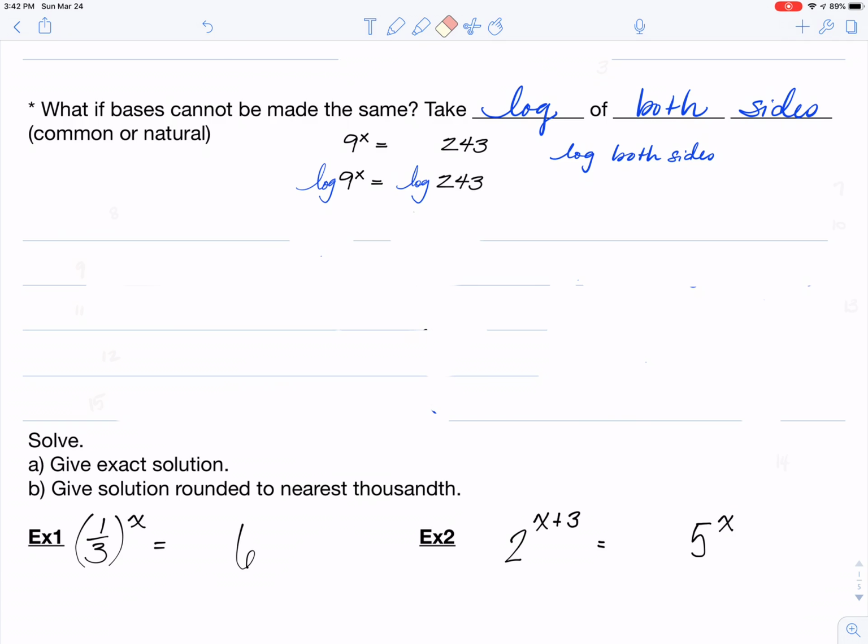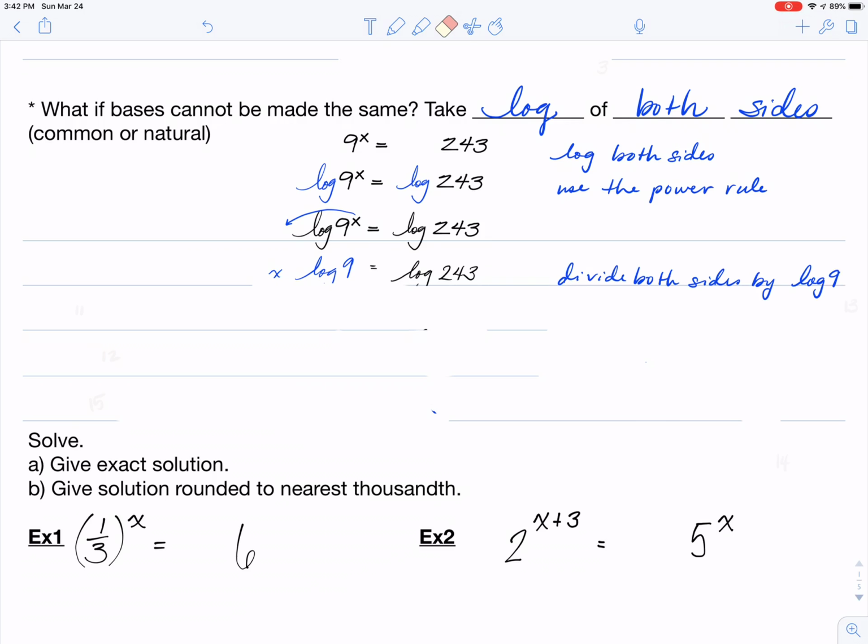So once you log both sides, then we can go ahead and use the power rule. And we know that the power rule says to take that x to the front. And so we have x times log of 9 is equal to the log of 243. Remember that the goal here is to get x by itself. So we are going to divide both sides by the log of 9.